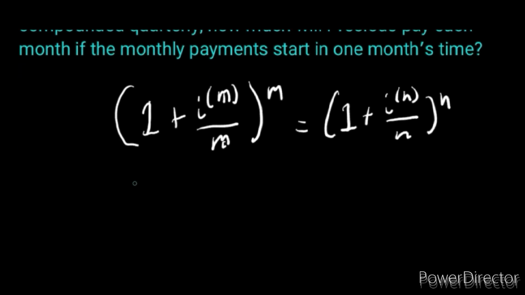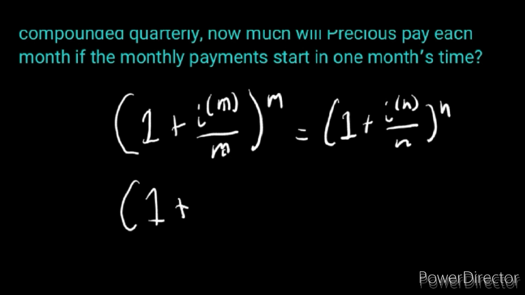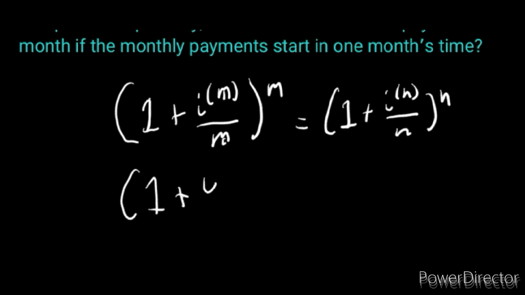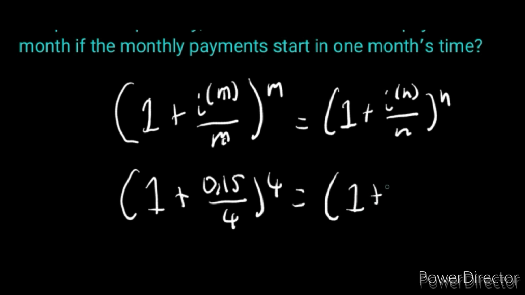So it's going to be 1 plus the interest rate, which is 15%. When I convert it from a quarterly rate of 15%, it's going to be over 4 because it's quarterly. This equals 1 plus, and now we want to convert it into a monthly rate, so it's going to be i12, over 12, because this portion is monthly, so we want to convert it from quarterly to monthly.